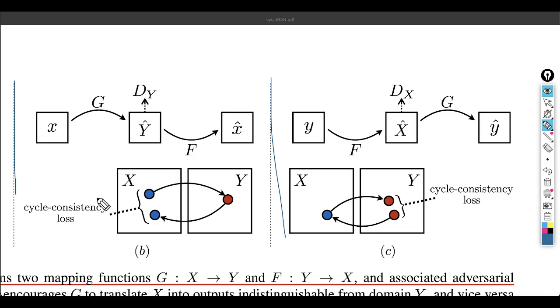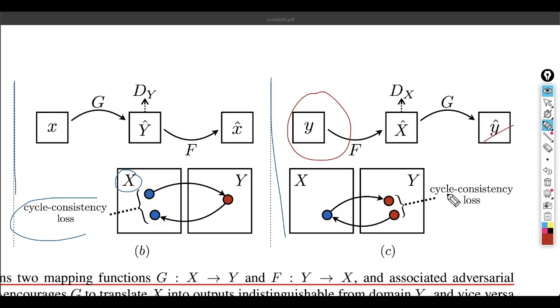And here the role of cycle consistency loss is to compare the original image from domain X with the reconstructed image of domain X. Whereas if you look at the right hand side figure, figure C, it is representing the backward cycle. Here originally you have the images of domain Y which you are mapping onto domain X with the help of generator F, and then you are trying to reconstruct these images back to their original form of domain Y with the help of generator G.